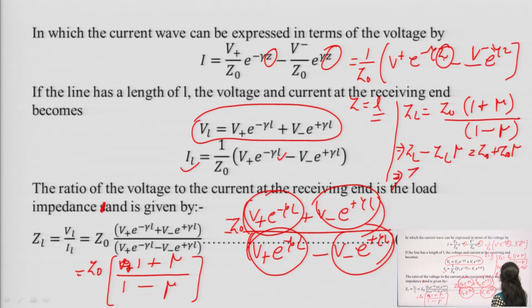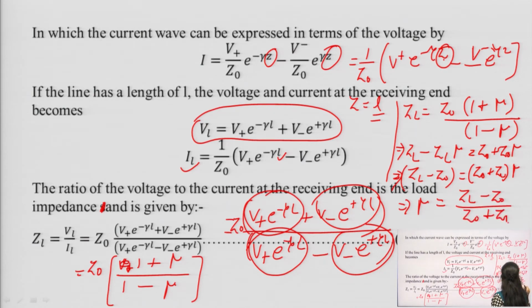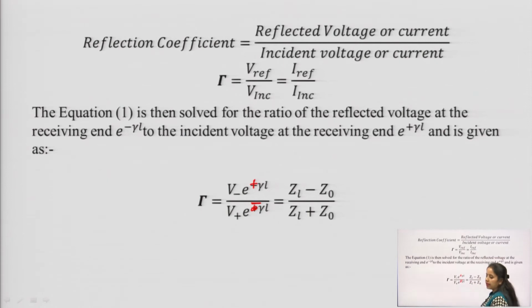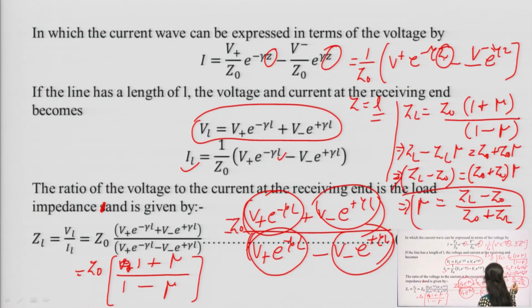So, we have ZL minus Z naught here is equal to Z naught plus ZL tau. So, what will be the expression of tau here? ZL minus Z naught upon Z naught plus ZL. This will be the same which I have written here, ZL minus Z naught upon ZL plus Z naught. This is the same here.